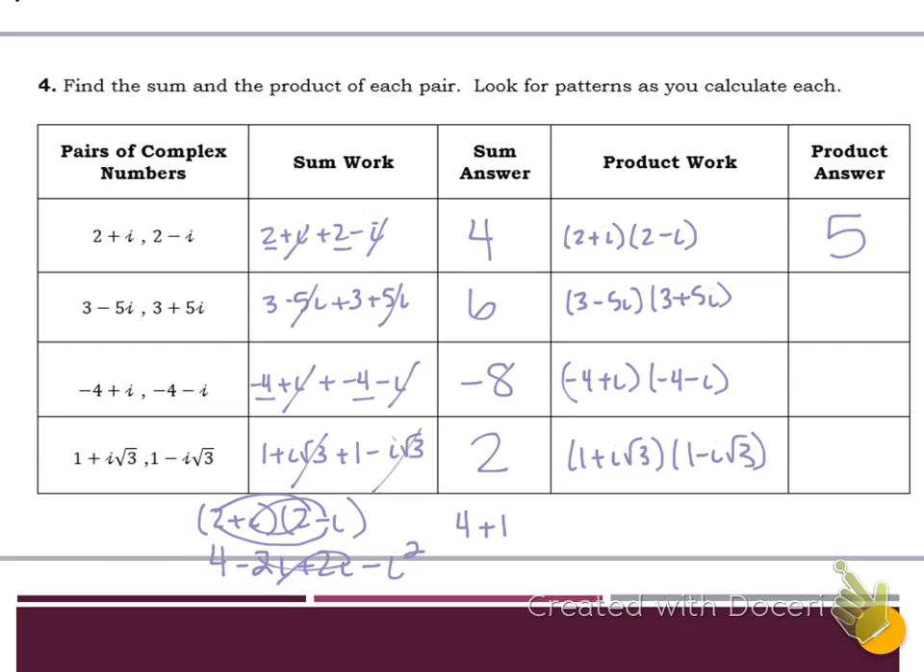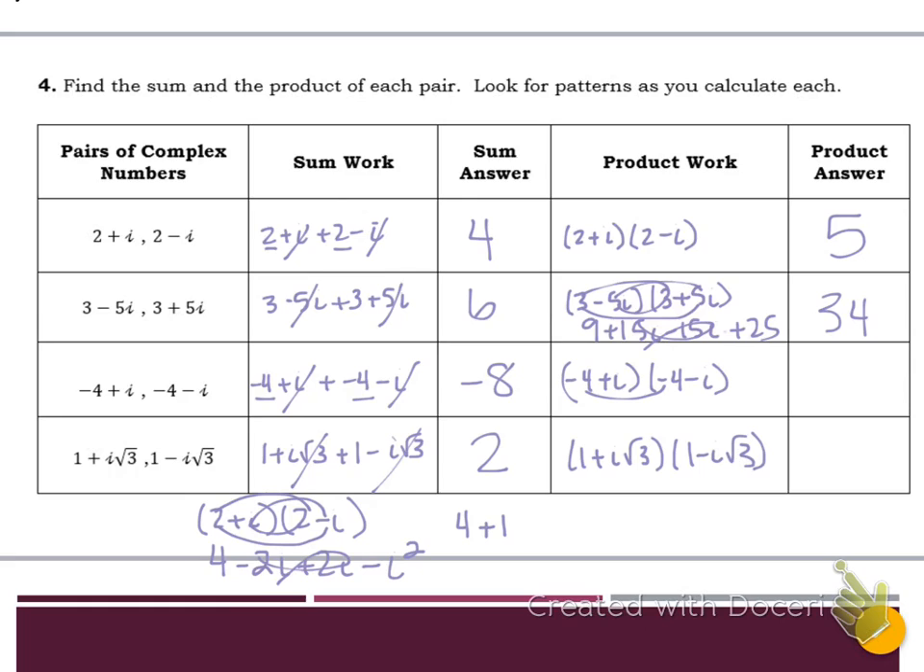Okay, my next FOIL here, 3 times 3 gets me 9. My outside gets me 15i. My inside gets me negative 15i. And my last gets me negative 25i squared. Okay, negative 25i squared will change to a plus 25 because that i squared is negative 1. And then my center will cancel. So really we're doing 9 plus 25, which is going to be 34.